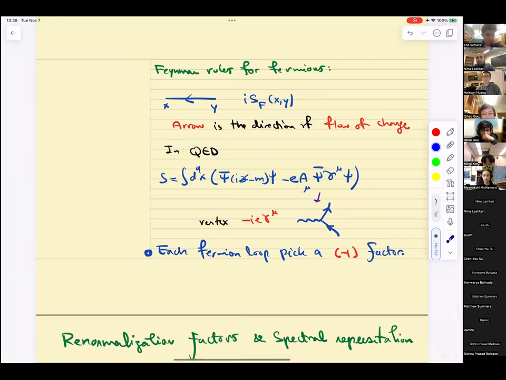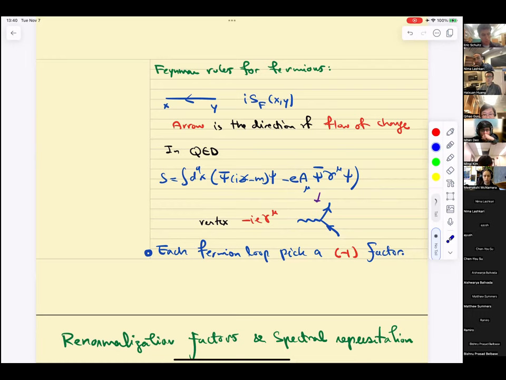Then as an example of using these rules, we said that in QED, we have the following interaction. This is a Dirac fermion that is coupled to the gauge field, the photon, right? And in the following diagram, this is the interaction. There is a vertex. This is the photon, fermion, right? And the contribution of the vertex to the Feynman diagrams is minus i e gamma mu. The electric charge here plays the role of the coupling, right? So here's the electric charge.